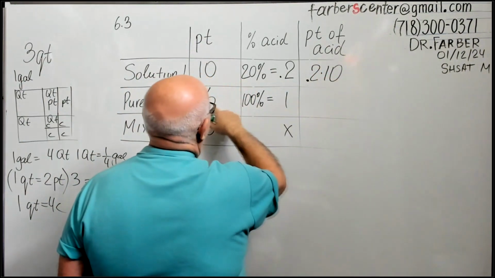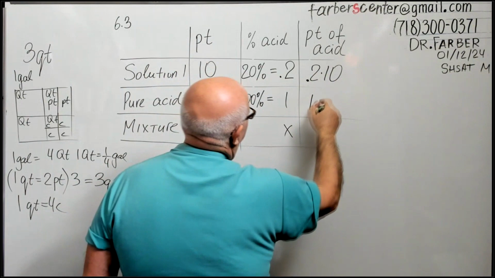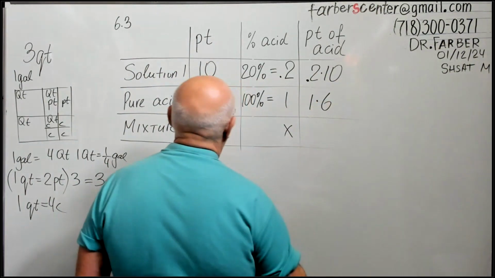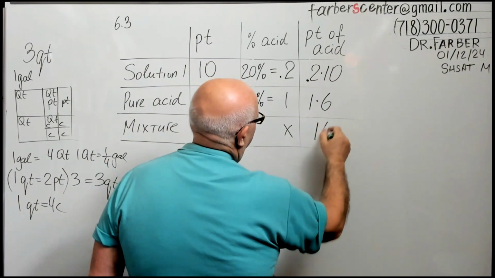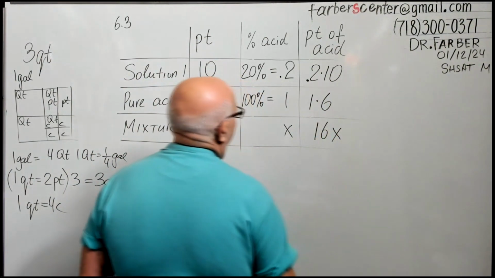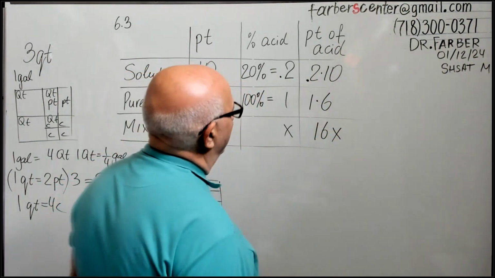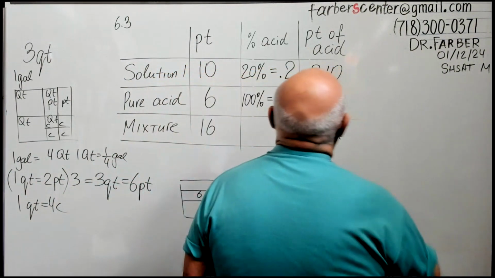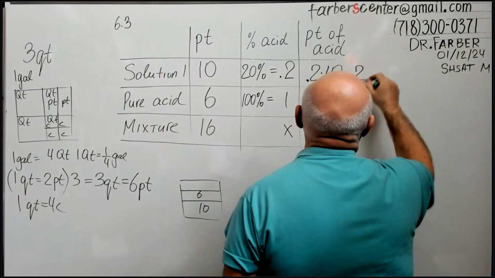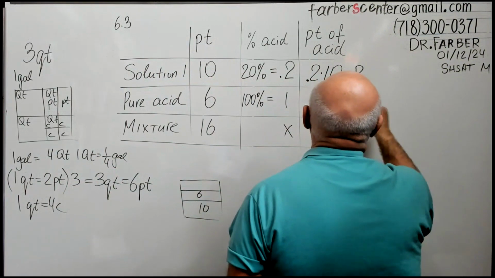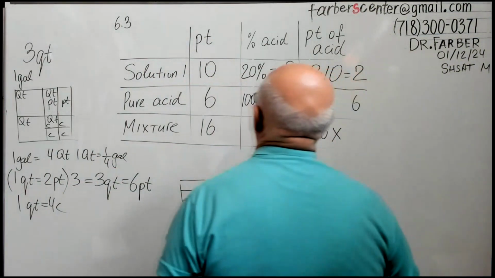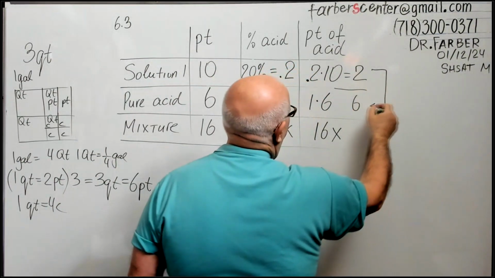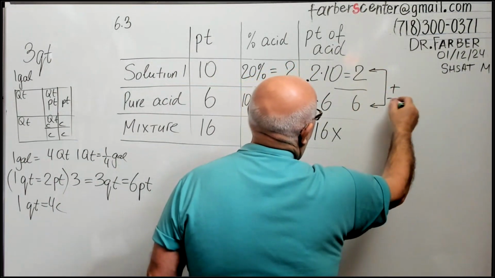This is 1 times 6. I just will be right. 1 times 6. And this is 16x. Well, you can make 0.2 times 10 is 2. 1 times 6 is 6. Okay, if you add them up, you will get this guy.